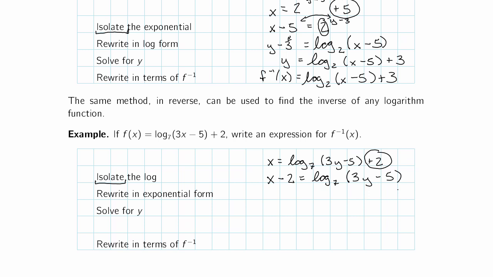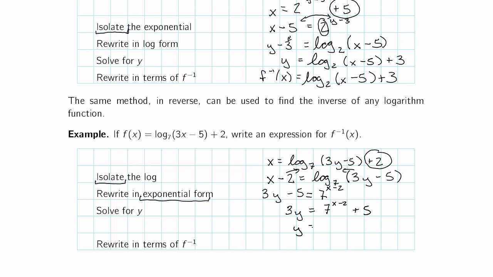Next we translate into exponential form. So the base stays the same, and the exponent and the argument switch places. My exponent is now x minus 2. What's equal to that is 3y minus 5. Next we solve for y. So we'll add 5 to both sides. 3y is 7 to the x minus 2 plus 5.